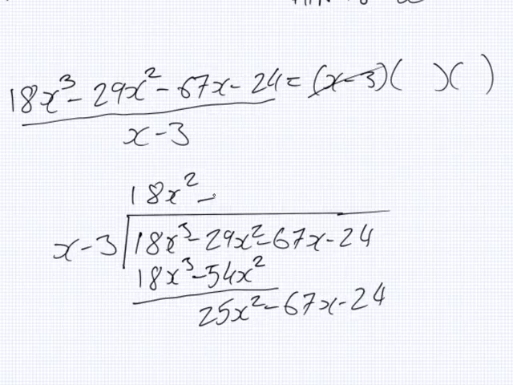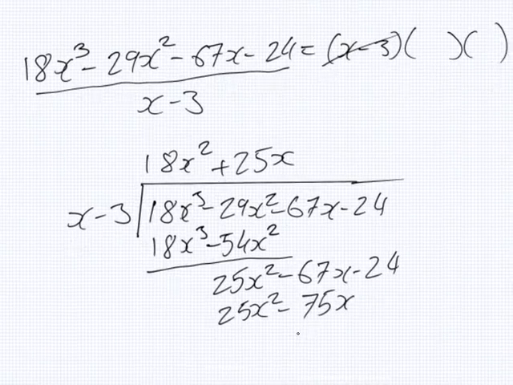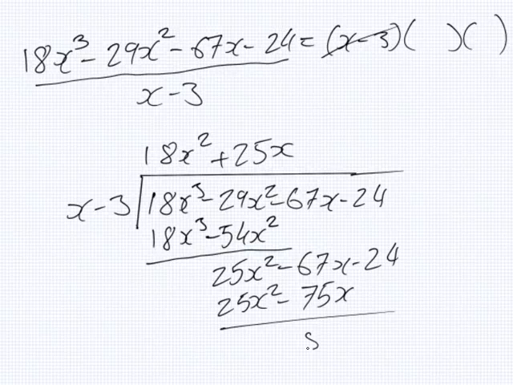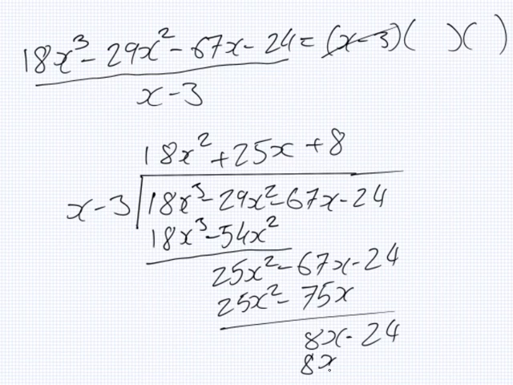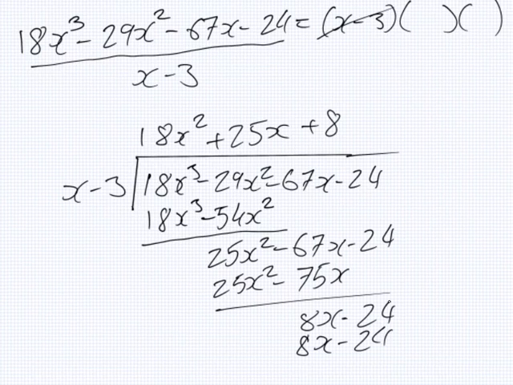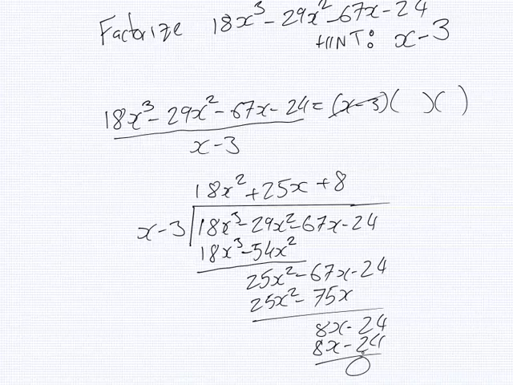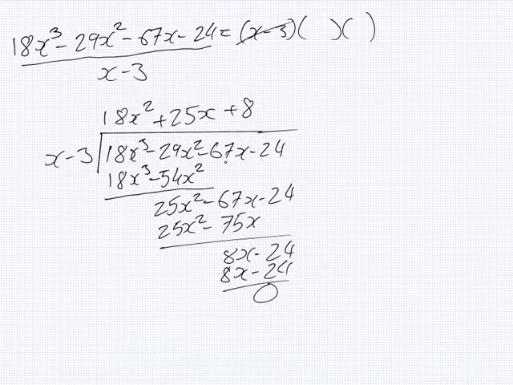So next must be 25x. 25x squared minus 75x, leaving me with 8x minus 24. So it has to be 8 at the end, giving me 8x minus 24, which is 0. So the factors here will be the two answers I'm missing.